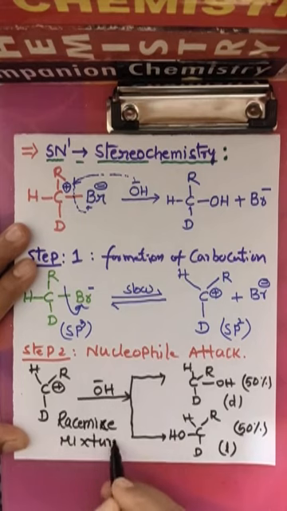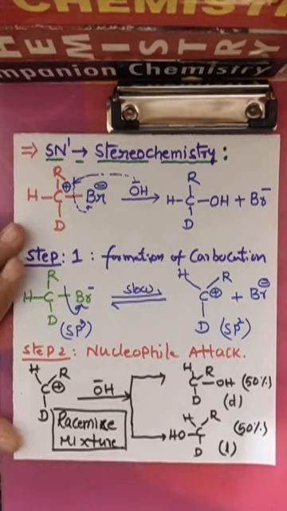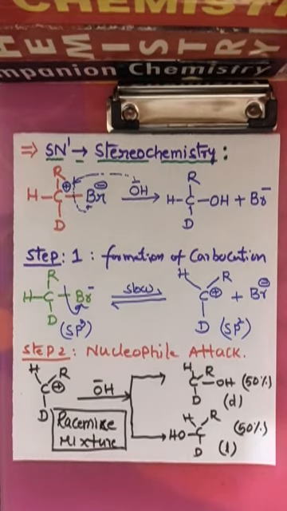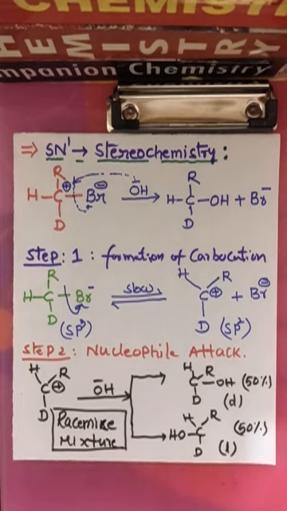So during the SN1 mechanism, according to stereochemistry, a racemic mixture is formed. What is a racemic mixture? Equimolar dextro and levo forms is called a racemic mixture. Like this, according to stereochemistry, we are getting two products, front side attack one and back side attack one.